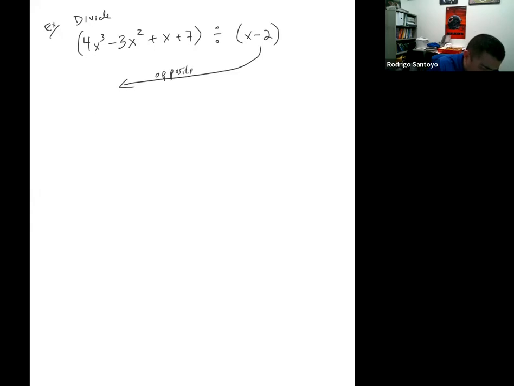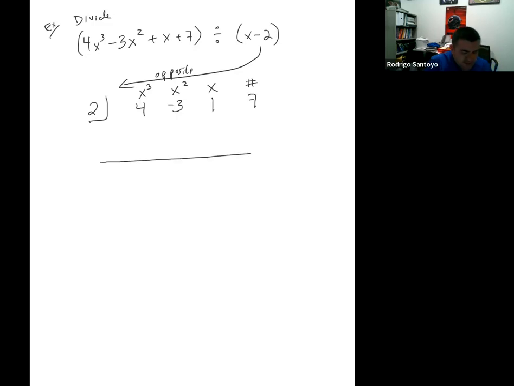So the opposite is 2. Then we're going to look at the coefficients. We want to know the coefficient of x to the third, coefficient of x squared, coefficient of x, and then just the number that stands alone. So the coefficient of x to the third is 4, coefficient of x squared is -3, coefficient of x is 1, number that stands alone is just 7. Give myself a little space there.